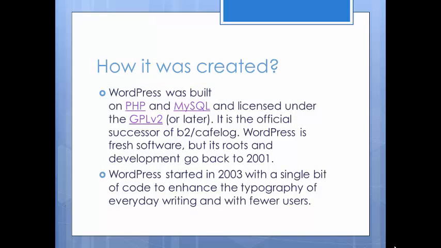So how was WordPress created? A little history. WordPress was born out of a desire for an elegant, well-architected personal publishing system built on PHP and MySQL and licensed under the GPL v2 or later. It is the official successor of b2/cafelog. WordPress is fresh software, but its roots and development go back to 2001. It is a mature and stable product.